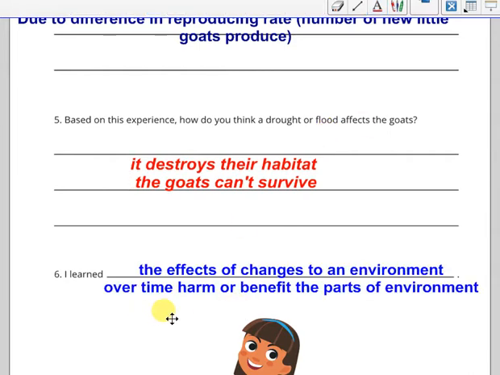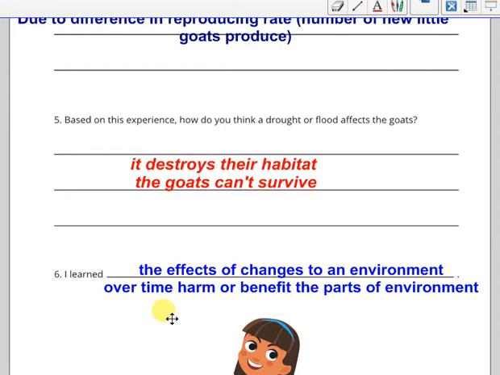What did I learn at the end? I learned that the effects of changes to an environment over time may harm our environment or may benefit our environment. So effects may be harm or may be benefit, not harm only or benefit only.